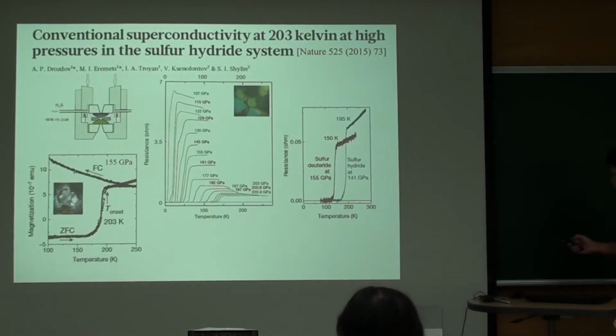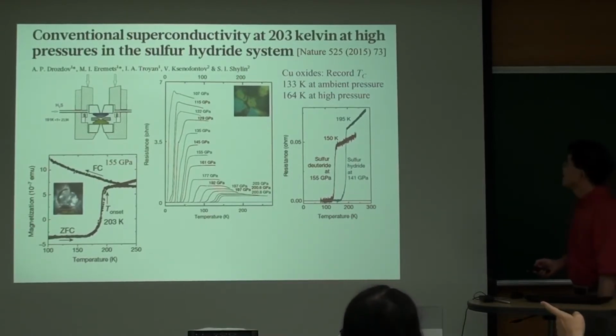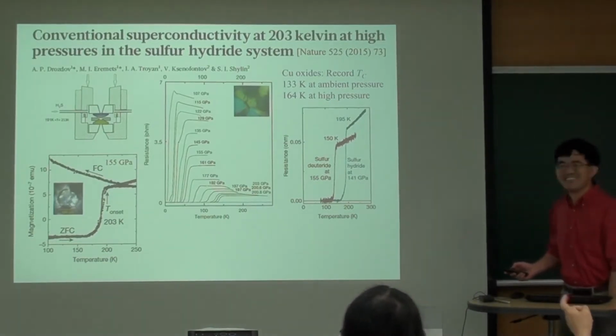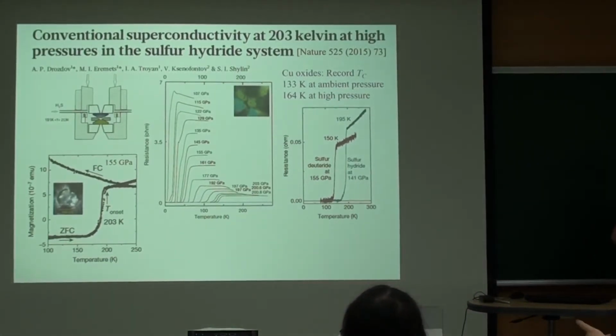Professor Wu is here. He's the discoverer of cuprate, and this temperature is actually higher than the record high temperature of cuprate. Okay. The problem is the magnetization. I must be a mathematician. Okay, this is just to set the stage for my talk.